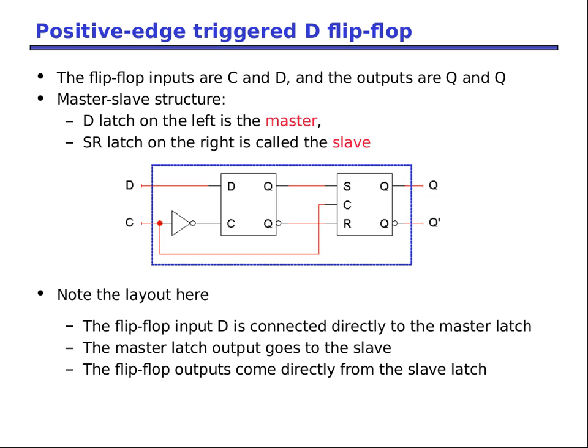So how does a flip-flop work? You have, we call them, the D latch is the master and the SR latch on the end is called the slave. Notice the control line going to each one of them.